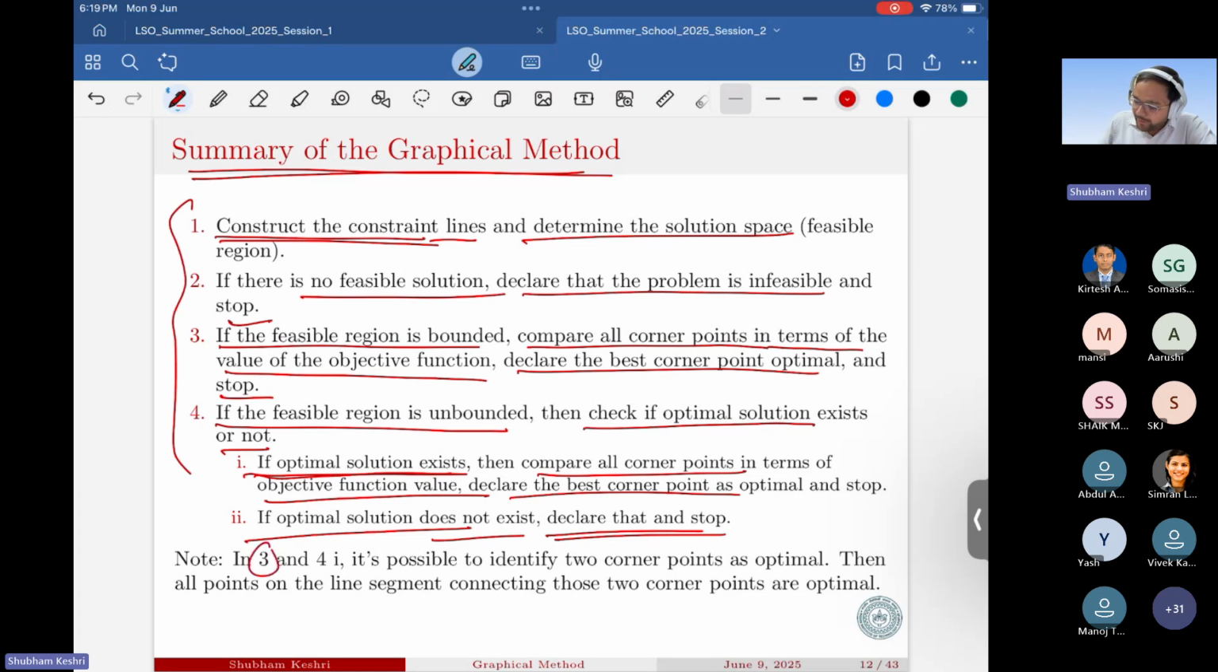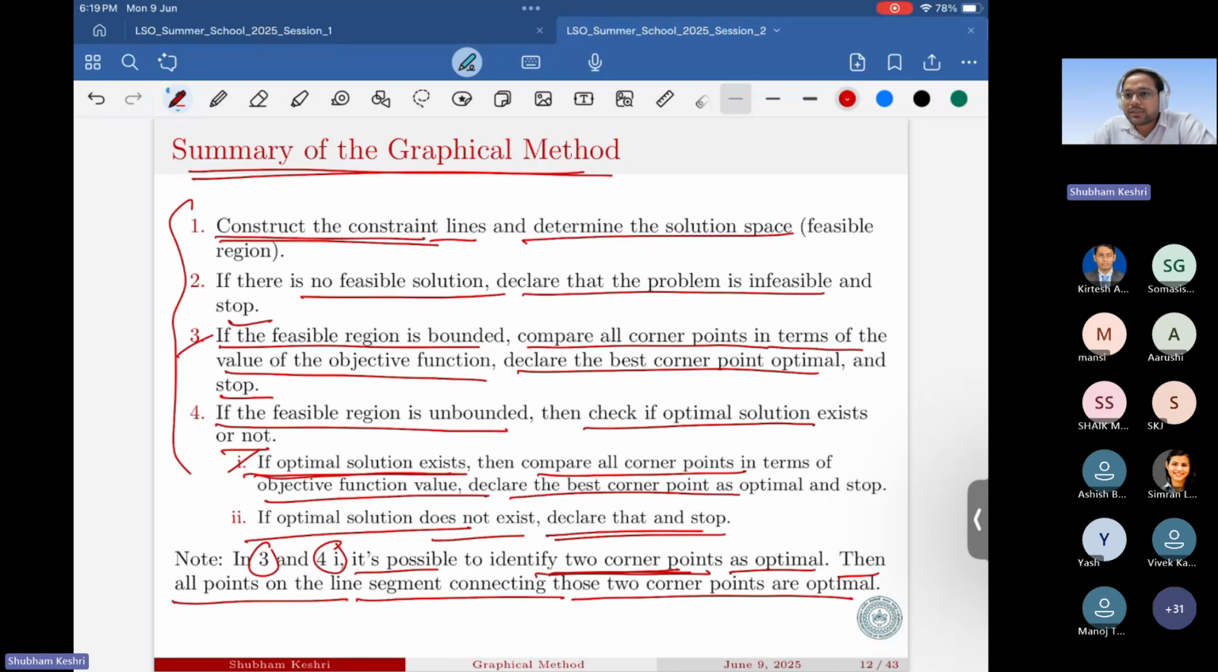Note that in point 3 and 4a, it is possible to identify two corner points as optimal. Then all the points in the line segment connecting these 2 points are optimal. So if you have multiple optimal solutions, what you will observe is there are 2 corner points in your graph having the same objective function value. In that case, you know that the line segment connecting those 2 points will also have the same objective function value, and there are multiple optimal solutions for this problem.